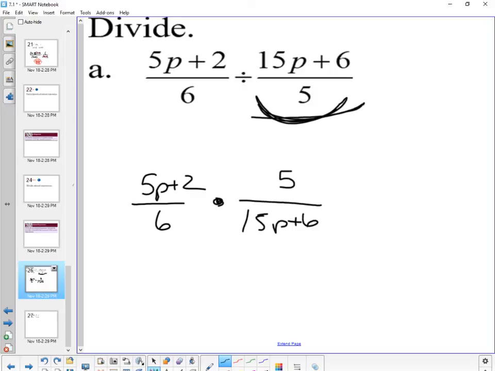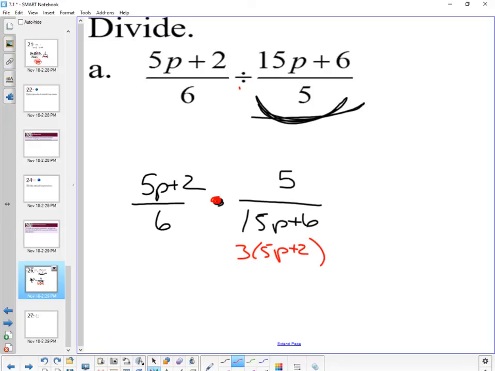Okay? Now at this point, same as before, right? Change the sign from divide to multiply, but that's it. Now this factors into 5p plus 2. No, not negatives. Just change the sign from divide to multiply. That's it. That does not do it.